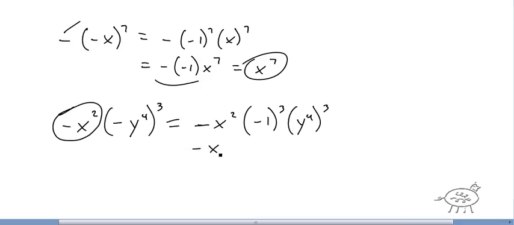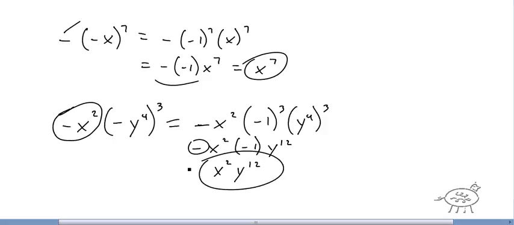So let's keep rewriting it. Negative x squared. Negative 1 cubed is negative 1. It's an odd power. That's y to the 12th. And then combine terms. Well, here's your negative and here's a negative, so it's positive, and it's x squared y to the 12th. Remember, you can't combine those together because they're different letters.